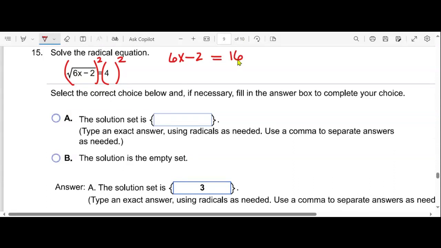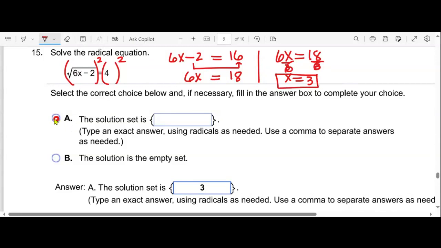Equals 16. And then I'm going to move the constant to the other side. So it's going to be plus, so it's going to be 18 equals 6x. Divide by what? Divide by 6 on both sides. So you get what? X equals 3. So the solution set is what? 3. Is this clear? Yes. Good.